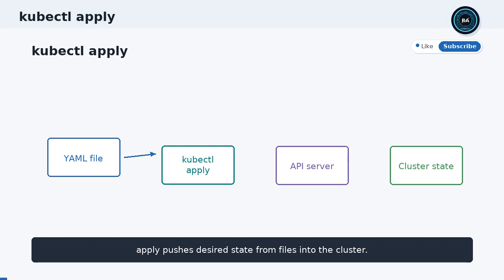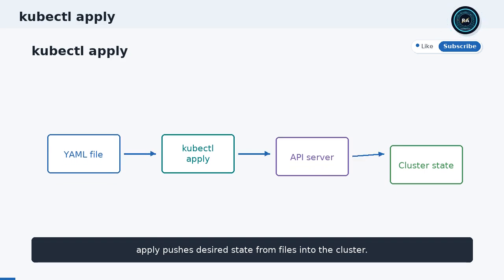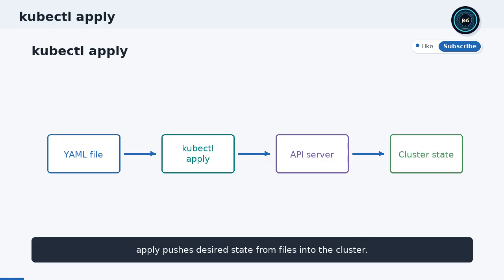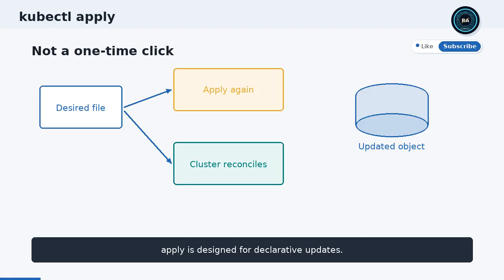kubectl apply is the command you use when a file describes what you want Kubernetes to run and you want the cluster to move toward that state. Think of apply as declarative management. You keep a file, change the file when desired state changes, and apply it again.